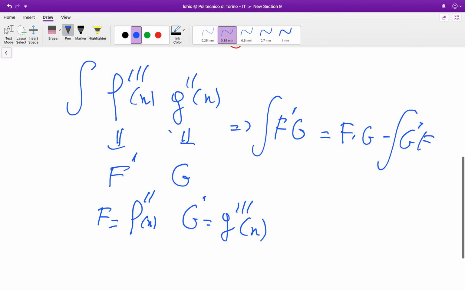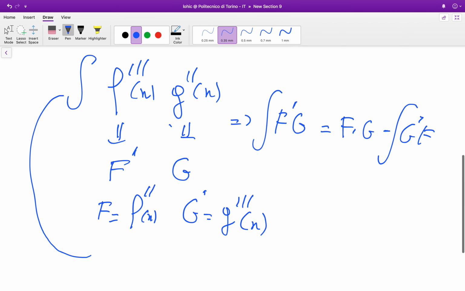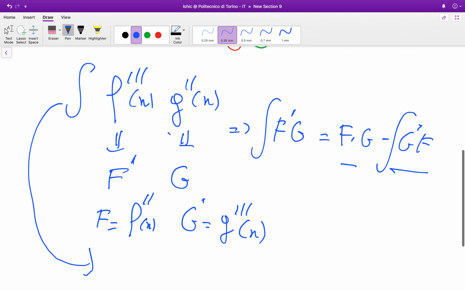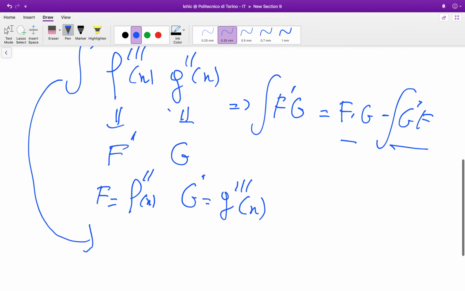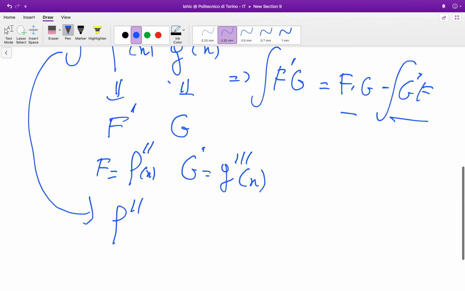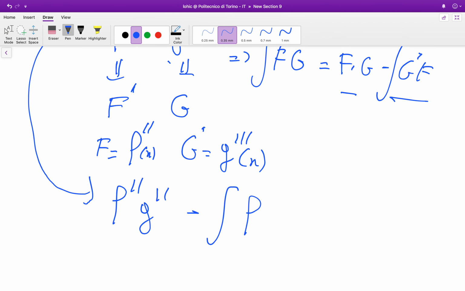Now we are just applying this formula, so this integral will be f times g. So f, which is the second derivative, times g, which is the second derivative again, minus the integral of g prime, which means the third derivative, times f, which is the second derivative. So it will be second derivative times third derivative.